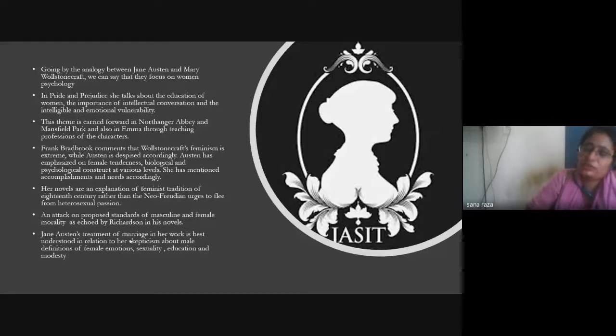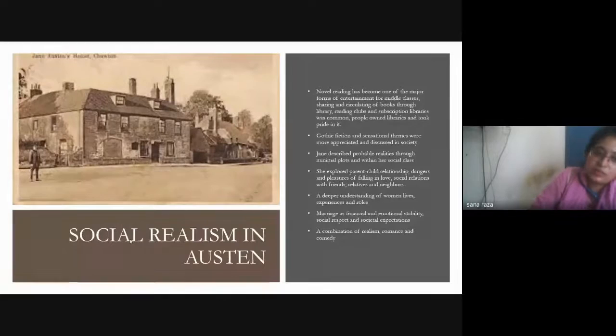Now I come to some of the major themes before jumping into the marriage themes and marriage plot. The first important thing is social realism in Austen. The first concern during that time was that England was in a very drastic socio-political change. The American Revolution, the French Revolution, a lot has been going on throughout the period. And women were confined at home, especially because of the Industrial Revolution. There was dearth of labor and machines were performing a lot of work. So readership has suddenly become very popular. And Gothic fiction and sensational themes were much appreciated. So Jane described the probable realities through minimal plots and within her social class.